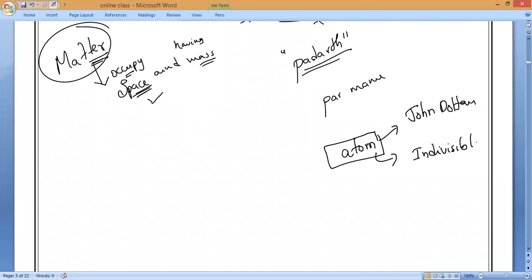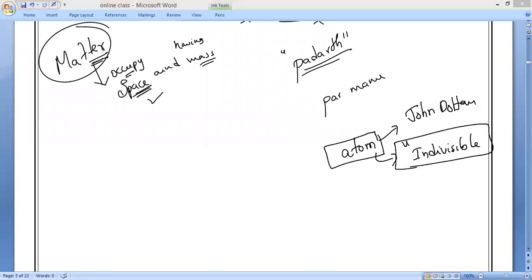So the meaning of atom is indivisible. That is the reason we say the smallest particle of matter is the atom, which cannot be divided further. Is it okay, everyone? Please respond.